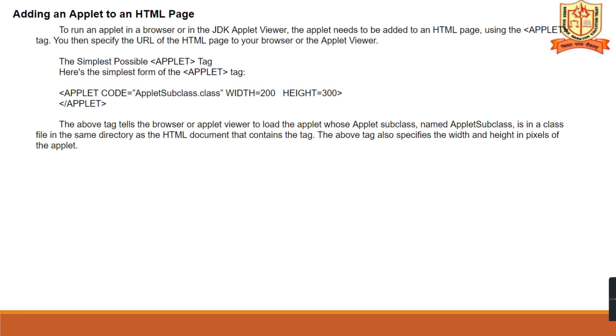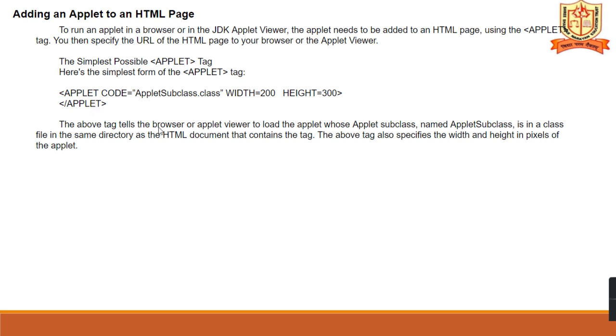How to add it to the HTML page, using the applet tag. You then specify the URL of the HTML page to your browser or the applet viewer. The simplest possible applet tag is what you're supposed to write in the triangular open bracket: applet code, the applet name, width of the applet, height of the applet, and close this one and close the applet tag.